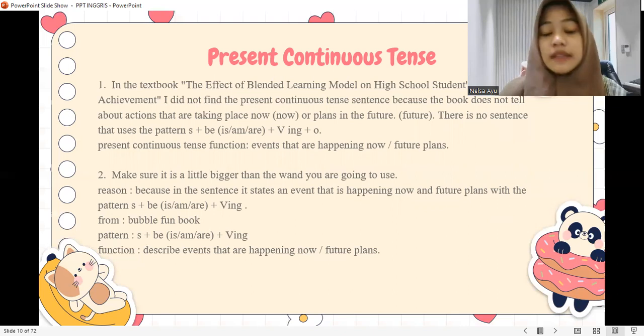And the next, example number 2, is "Make sure it is a little bigger than the one you are going to use." Reason: because the sentence states an event that is happening now and future plans, with the pattern subject plus be (is/am/are) plus verb-ing. Reference from the Bubble Fun book. The function of present continuous tense is to describe events that are happening now or future plans.